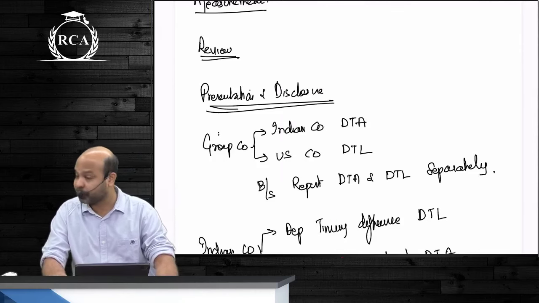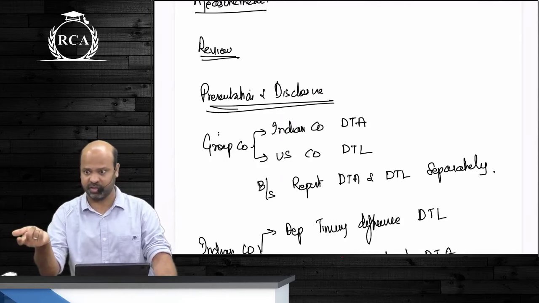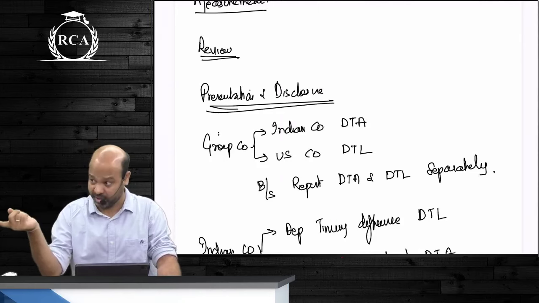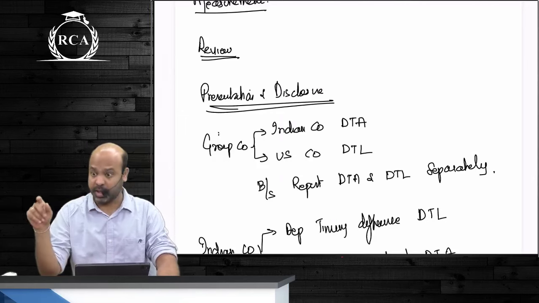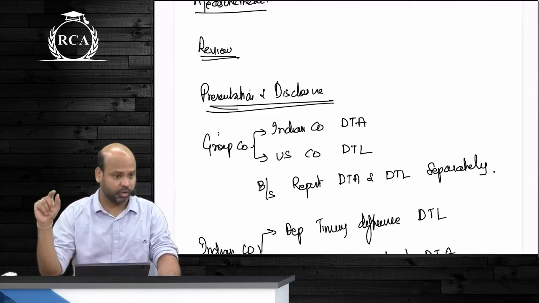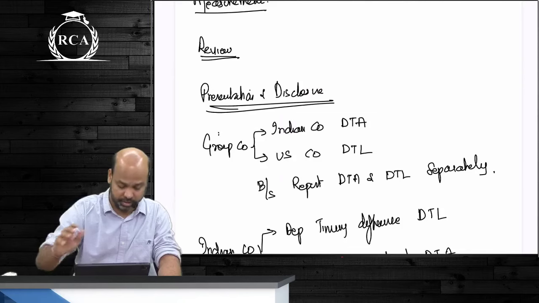Now, in unabsorbed depreciation, I forgot to mention one part. Even if there is no virtual certainty, you can still recognize deferred tax asset to the extent of deferred tax liability. Whose annual report did I show? Tata Motors. I said they recognize deferred tax asset to the extent of deferred tax liability.